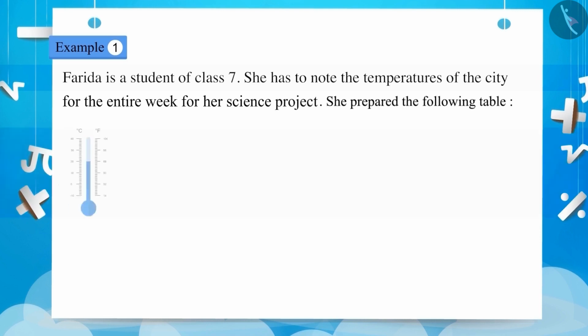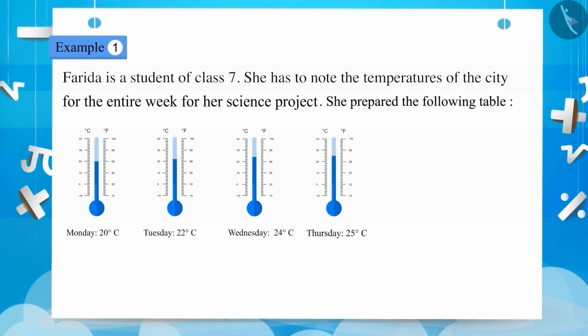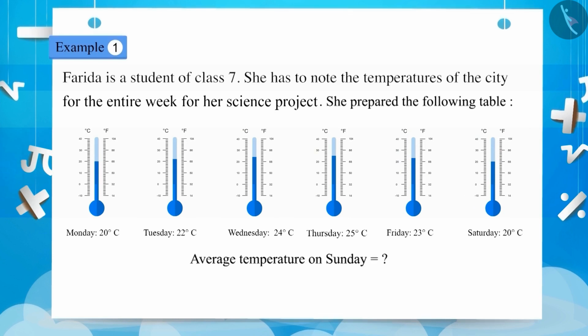Monday, 20 degrees Celsius. Tuesday, 22 degrees Celsius. Wednesday, 24 degrees Celsius. Thursday, 25 degrees Celsius. Friday, 23 degrees Celsius. Saturday, 20 degrees Celsius. Can you guess the temperature she would have noted on Sunday?